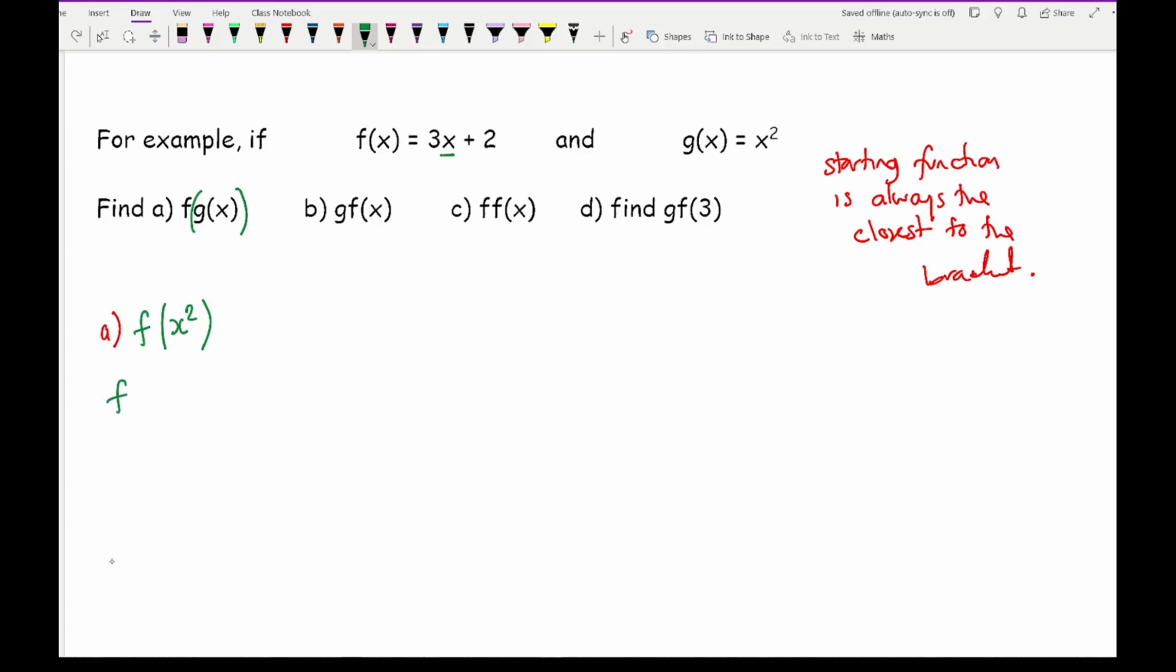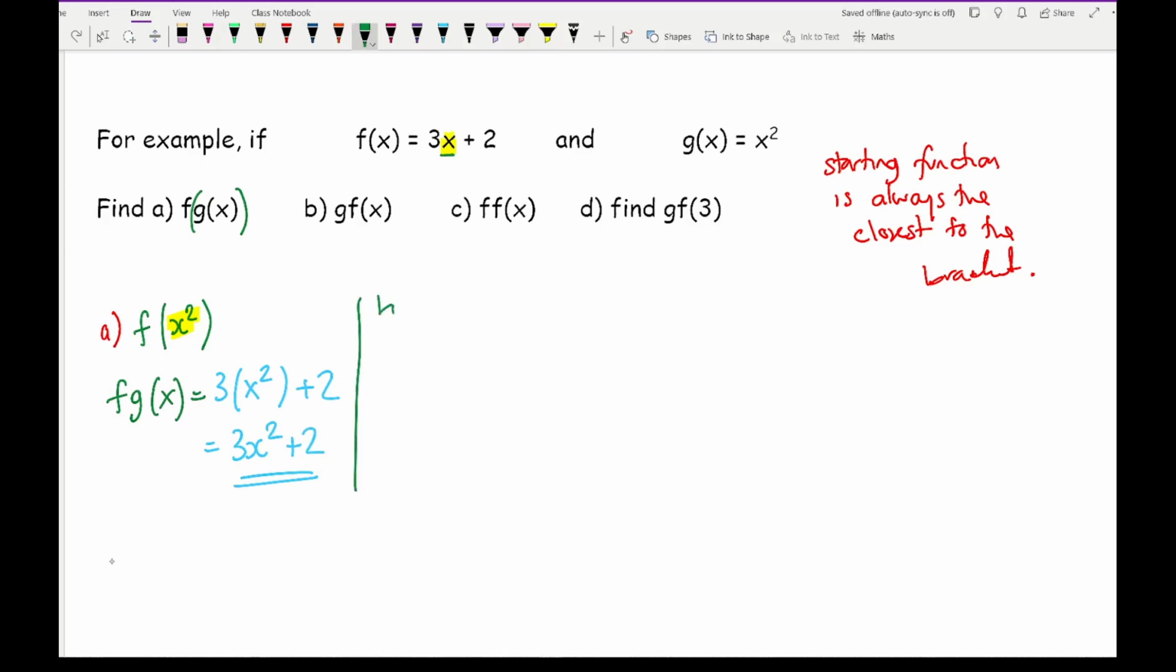So what that then produces is, if I swap this and replace it with this in this function, then what I end up with, and it's always important to use brackets, is 3 times x squared plus 2. Then simply expand out the bracket, so I get 3x squared plus 2, and there is my final answer.